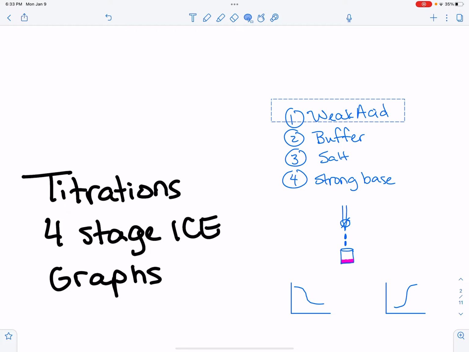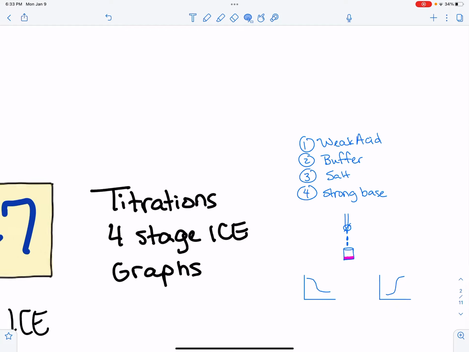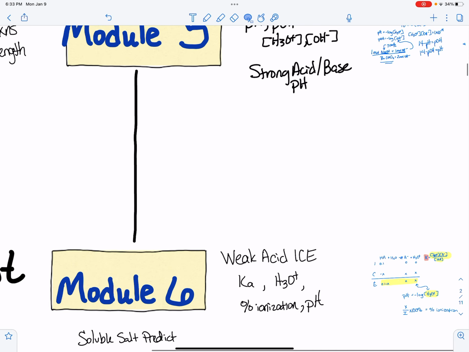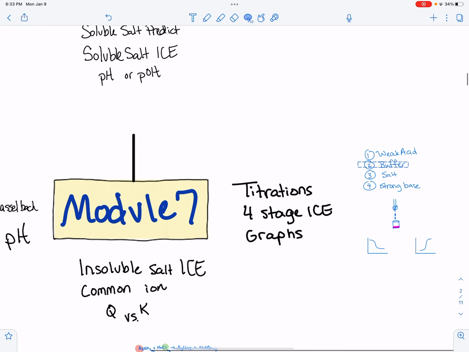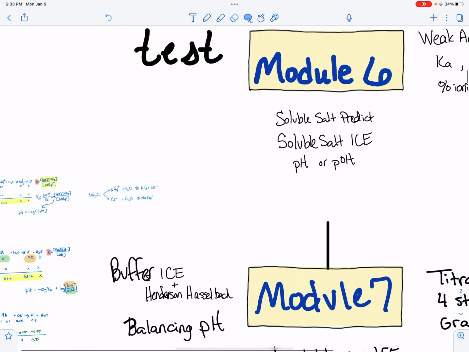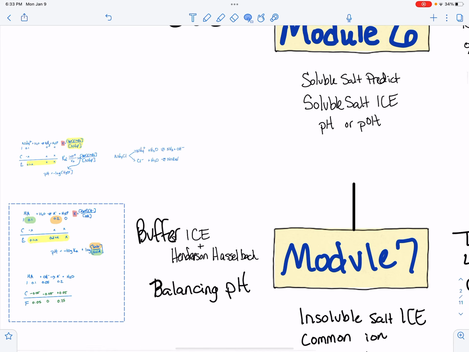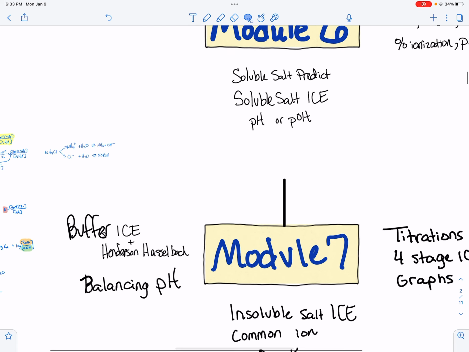The first stage is a weak acid. And if you remember, you learned how to solve for a weak acid right up here. So you'll work it just like you're solving for a weak acid. The second stage is a buffer. So you learned that one earlier in the week. So you'll solve it like that with the Henderson-Hasselbalch.